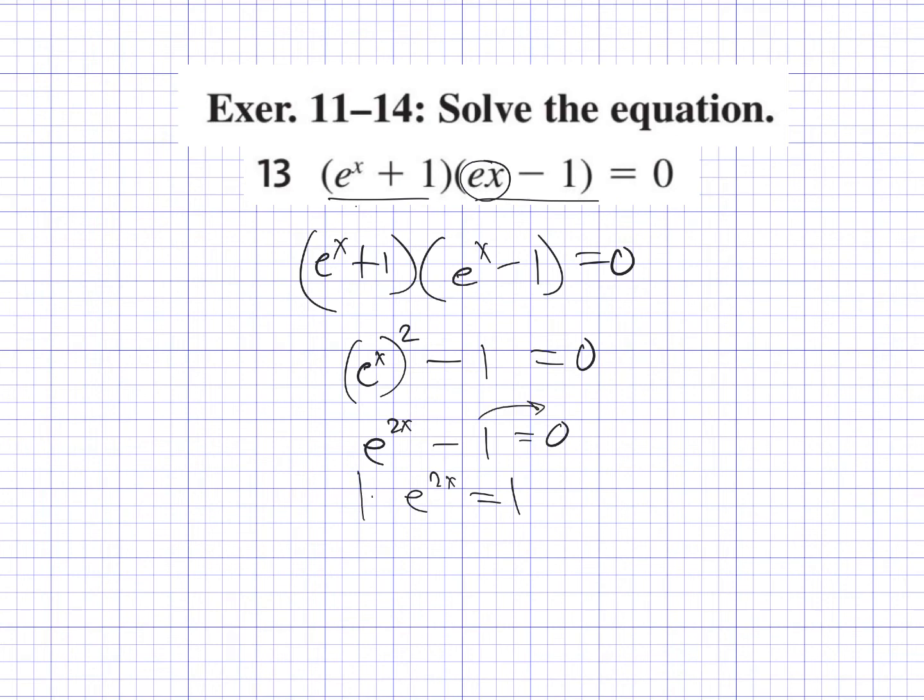Now, how do we solve this? We take the natural log of both sides. All right, so again, the natural log of e is just going to be that exponent. And the natural log of 1 is 0. So x is equal to 0. So I don't think this is correct. Let's move on from here.